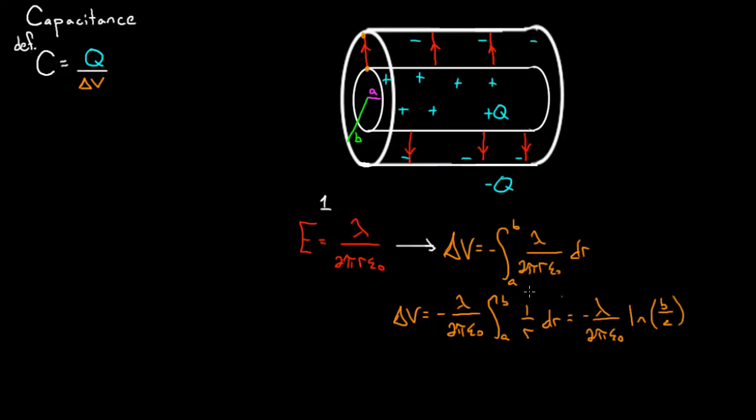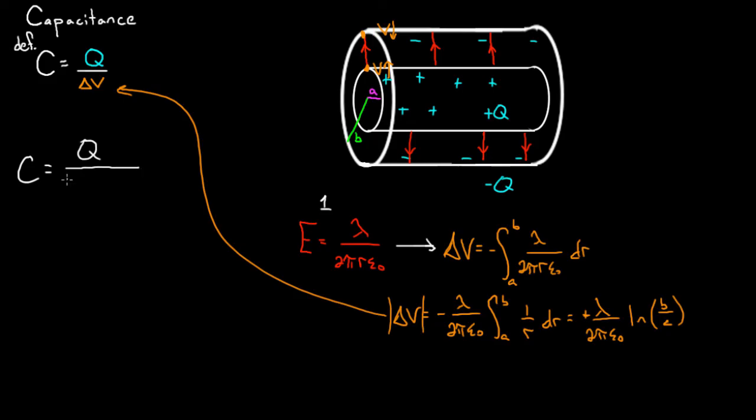Now again, I got a negative number here. Negative because I went from the positive charge to the negative charge. I went from high V to low V. That means my delta V came out negative. That's okay. I just want the magnitude of this thing, so I'm just going to make this positive. Log of B over A is a positive number because B is bigger than A. Everything's cool here. I take it, I plug it in, and I'm going to get that my capacitance is the charge divided by lambda over 2 pi epsilon naught log of B over A.